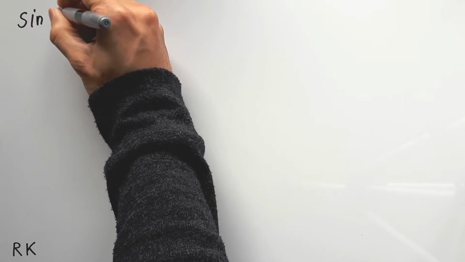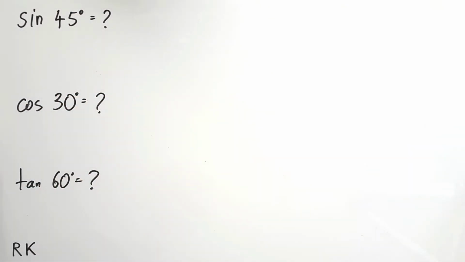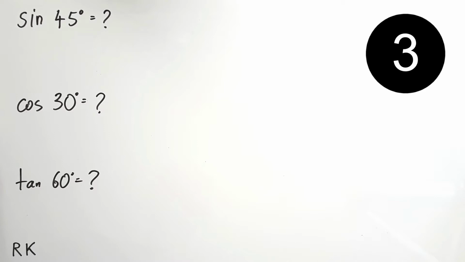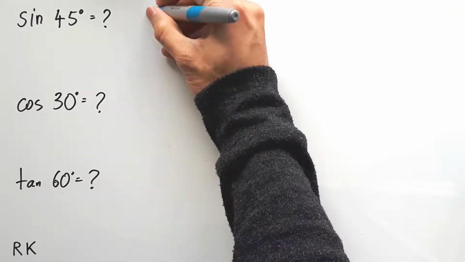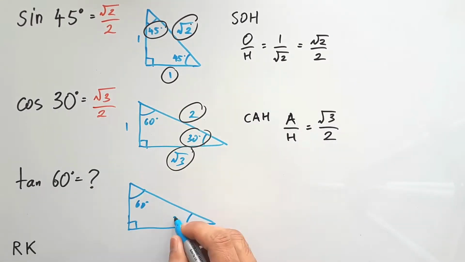Do you know the answer to these problems? Sine 45 degrees, cos 30 degrees, and tangent 60 degrees? Pause the video right now if you want to try and work them out before seeing the answers. Okay, so if you use the special triangles, these would be the answers.